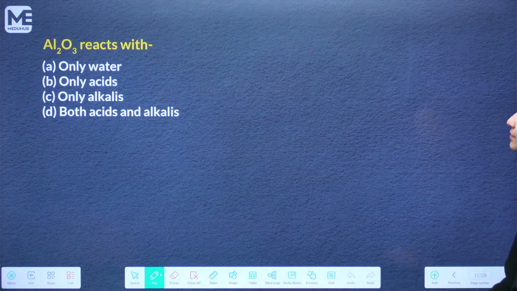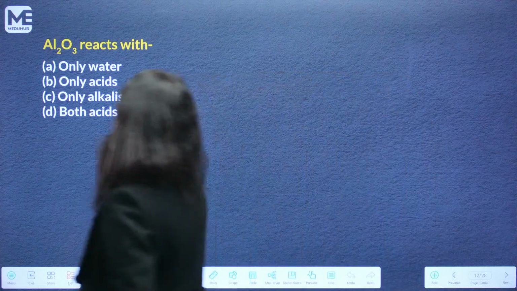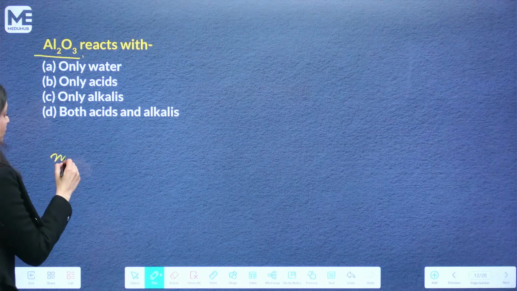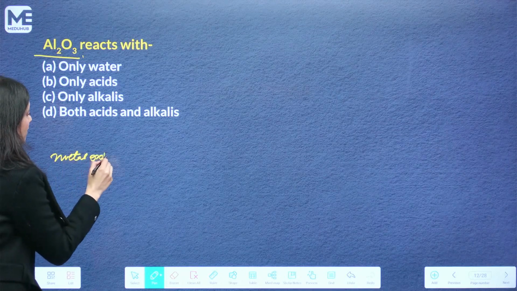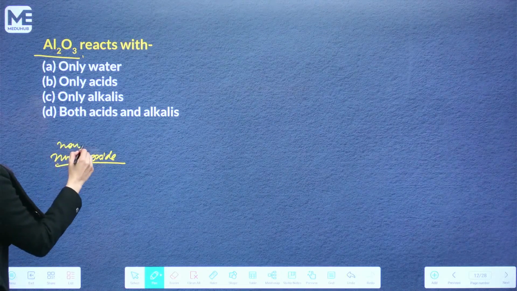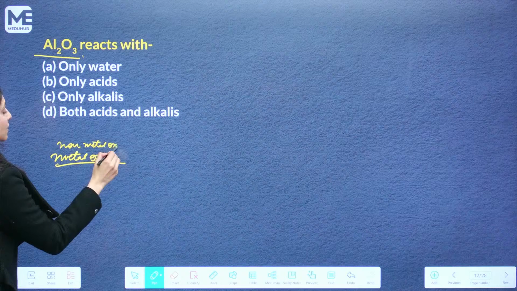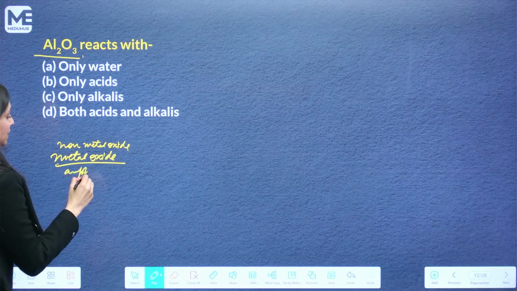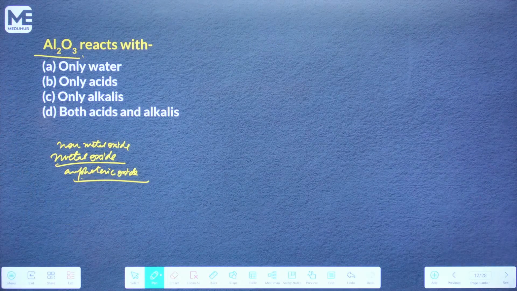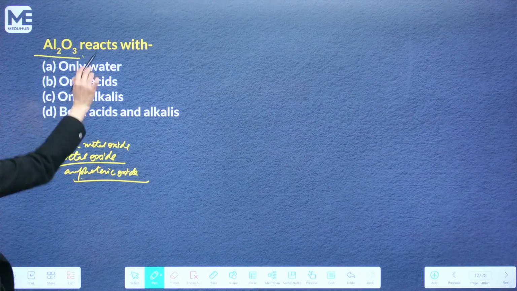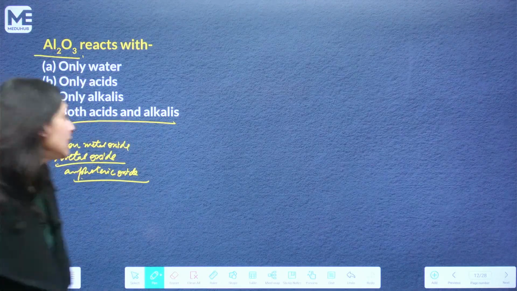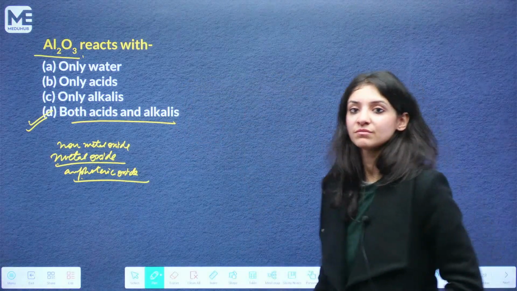Moving on. Al2O3 reacts. Now here the concept of the type of metal oxide: metal oxides, non-metal oxides and amphoteric oxides. Aluminium is amphoteric in nature, so it reacts with both acids and bases. So Al2O3 reacts with HCl as well as NaOH. This is the answer.